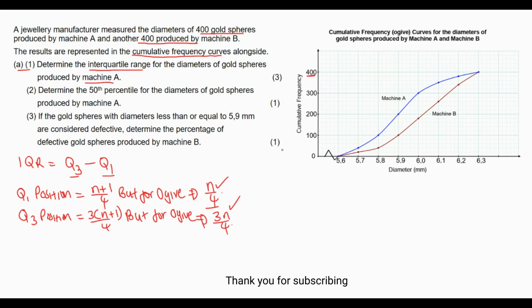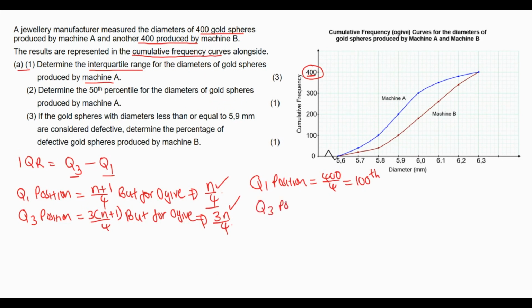Right, our n is 400. We get this from the last cumulative frequency value. So the lower quartile is going to be 400 divided by 4, which is the 100th diameter. And then Q3 position, that is 3 times 400 divided by 4, and then we get our 300th position. Okay. And then we come to our cumulative frequency curve and interpolate.